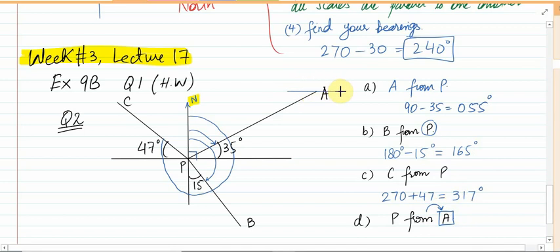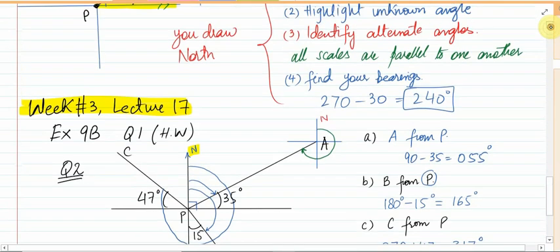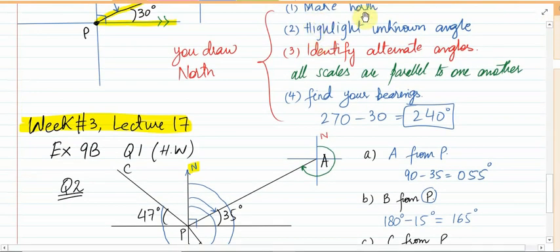So I am drawing it with the blue pen. So that is the north of A, right? I am going to write it down with the red pen. So that is north of A, and from the north of A, after that we need to highlight the unknown angle, right? So the unknown angle is from the north of A till the line that connects AP. This angle we are looking for, right? We are going to apply these 4 steps discussed in last class. Make north, highlight unknown angle, and then identify alternate angles. That is very important, right?